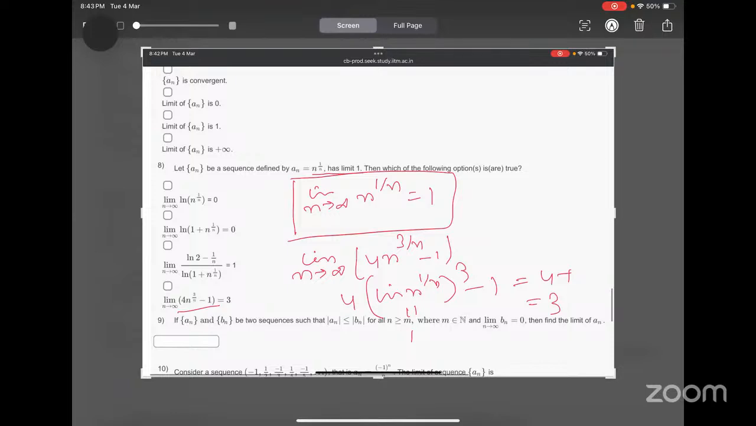Any doubt? One second, madam. What about the other options? These are clear?